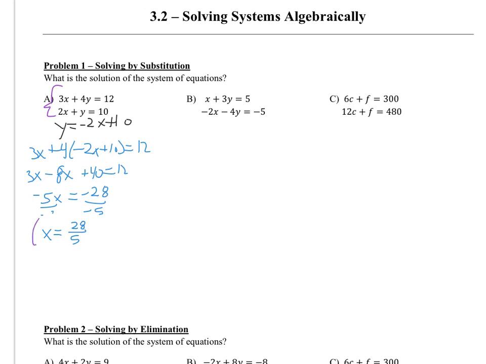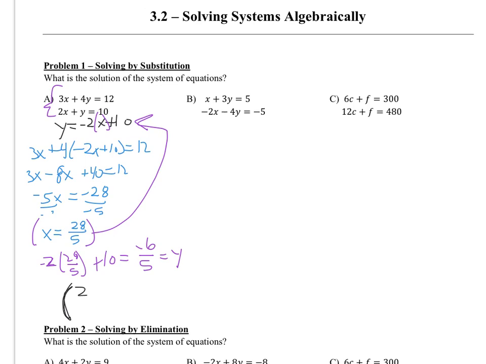Now, since I know what my x value is, I can go back to this equation up here to figure out what my y value is. Because really you're trying to figure out where these two equations cross each other. They're both linear, so it's going to be just at one point. So I plug in negative 2 times 28 over 5, plus 10. And I solve that, I get negative 6 over 5. That was equal to my y value. So my overall answer is whatever x value comes in place of the x, and then my y value. This is the point where those two lines, if I were to graph them, actually cross each other.